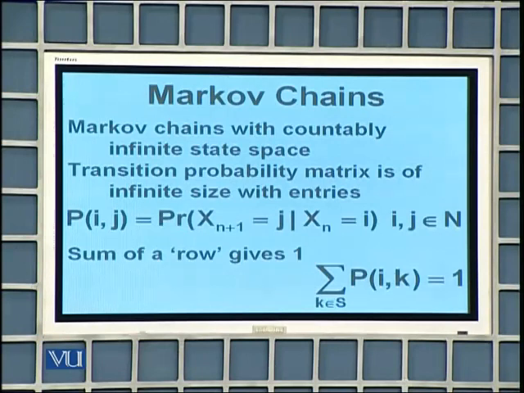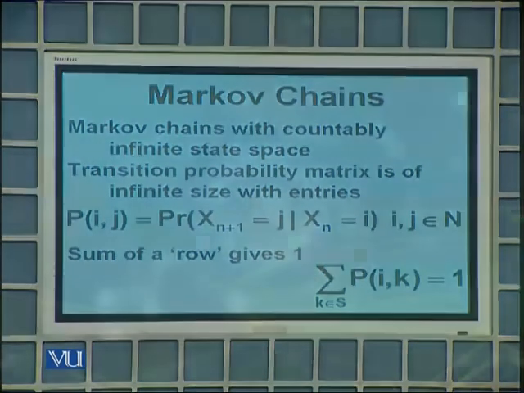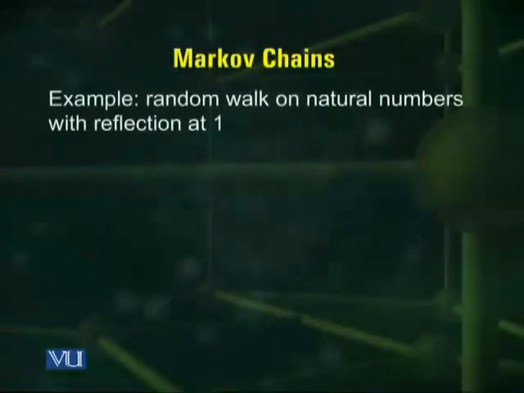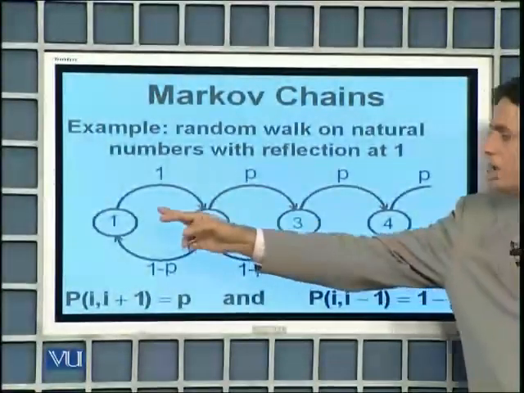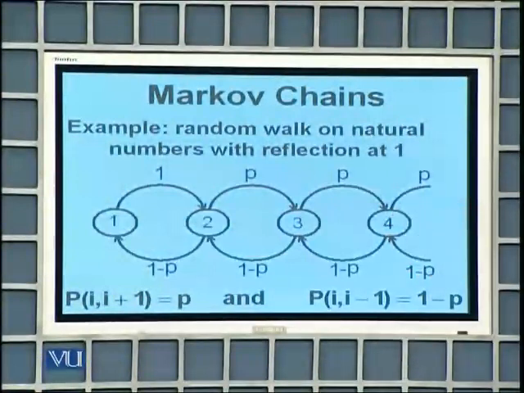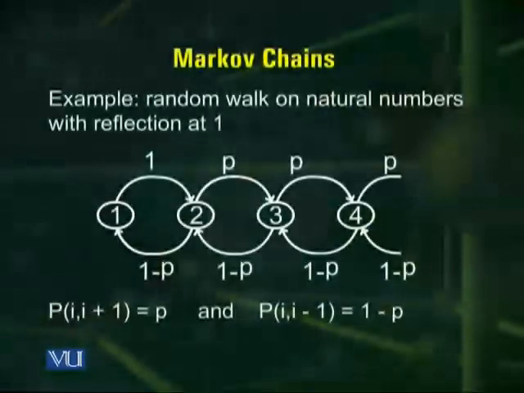Now let's have a look at a few simple cases of Markov chains with countably infinite state space. The first example is of a random walk. This random walk is on states labeled with positive integers or natural numbers. So states are 1, 2, 3, 4, all the way towards infinity. And the transition probabilities associated with this countably infinite Markov chain are shown here.